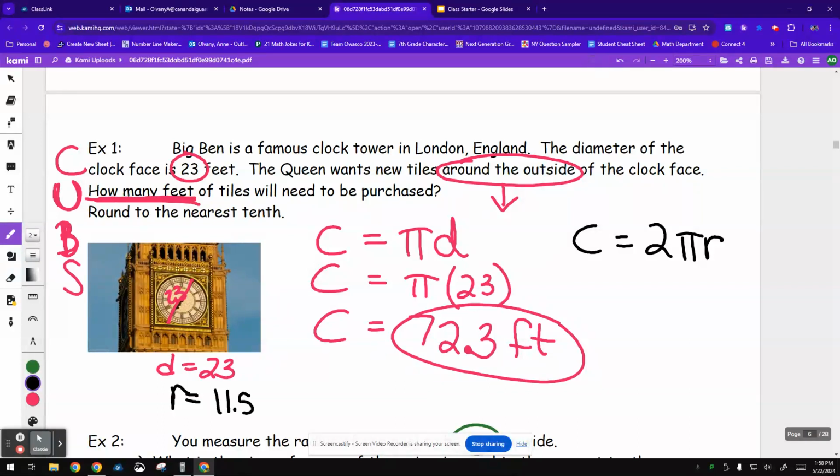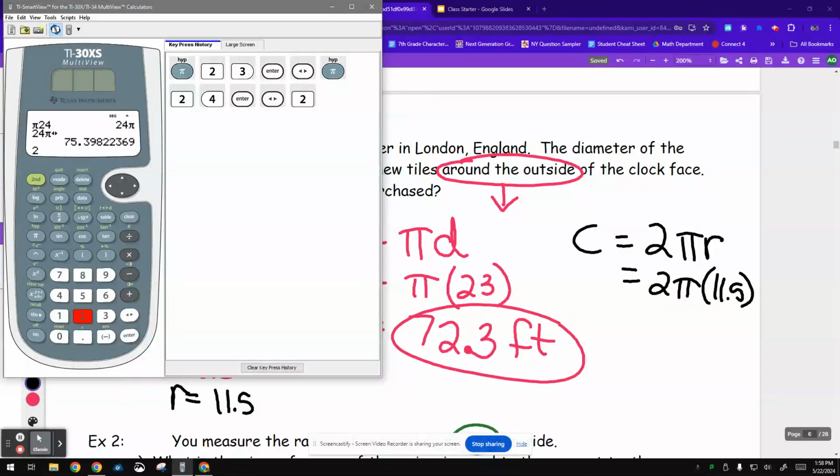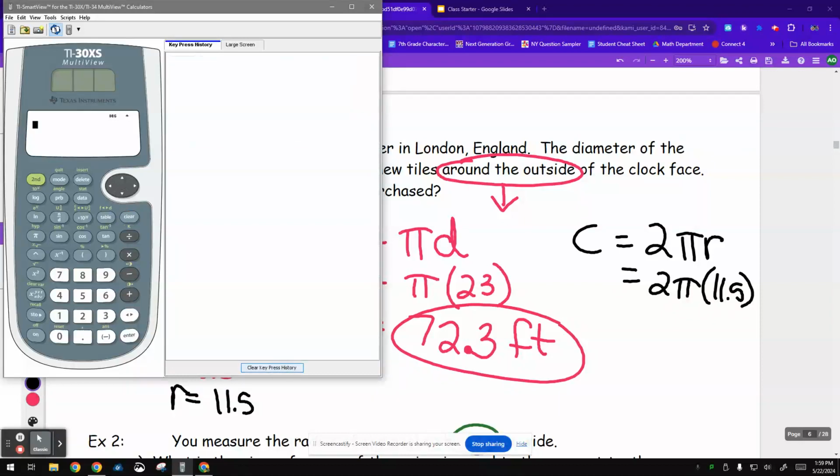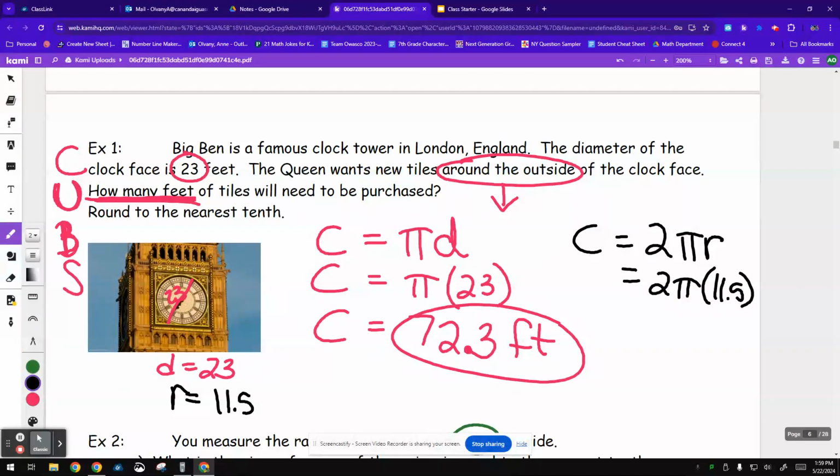11.5. Agreed? So this would be 2 pi times 11.5. But guess what? 2 pi times 11.5 is 72.3. It's the exact same thing. So we can do either. I've given you too much information. You can do either or. Yeah, I just did both. Good job. All right, I'll take the both.